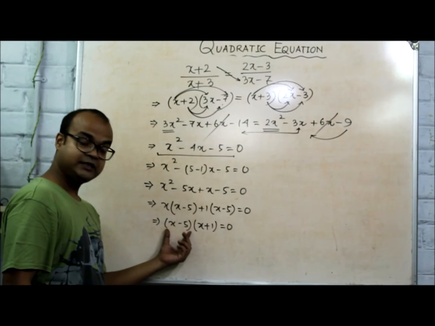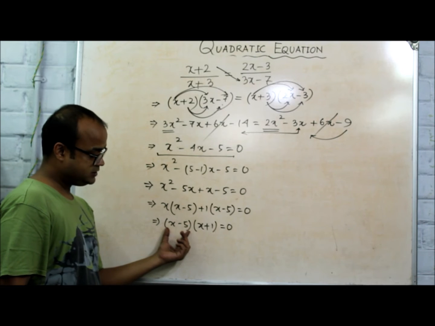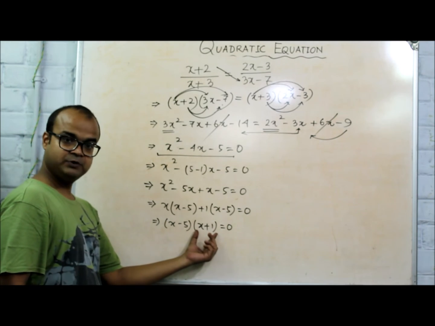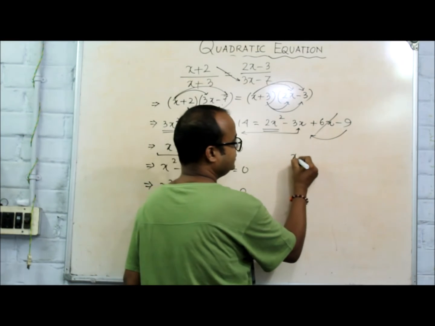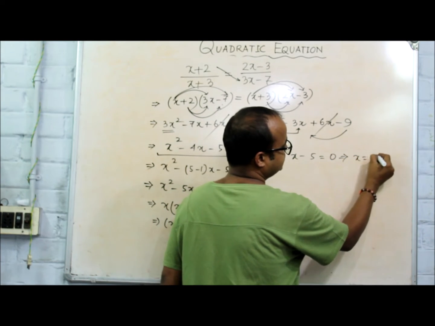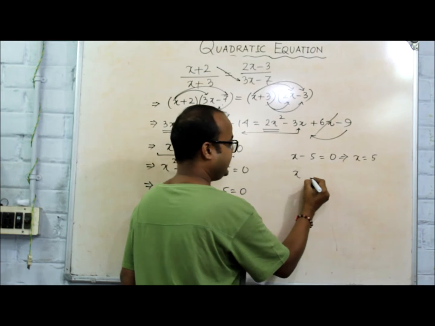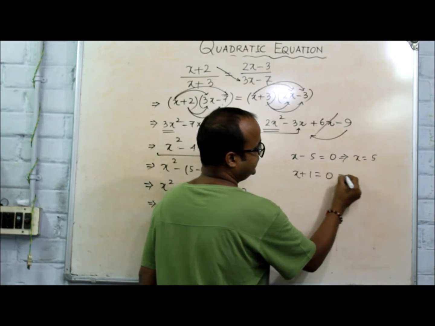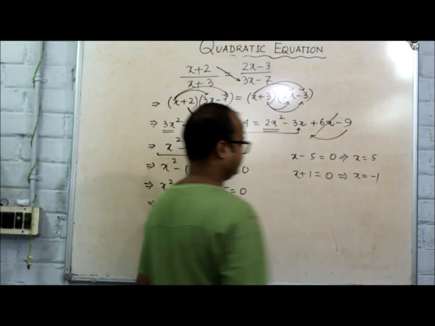From here we can say that either x minus 5 is equal to 0 or x plus 1 is equal to 0. So either x minus 5 is equal to 0, it implies x is equal to 5, or x plus 1 is equal to 0, it implies x is equal to minus 1.